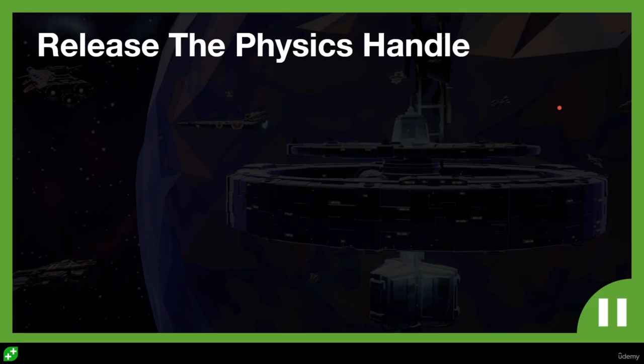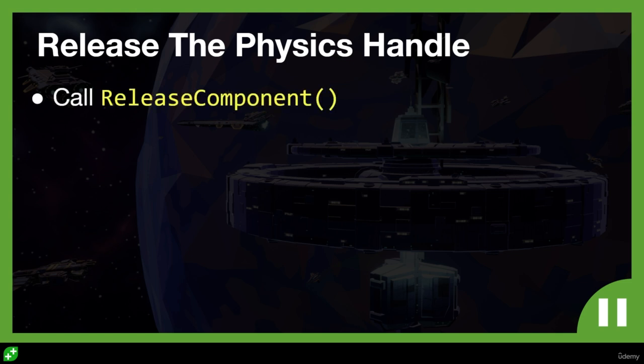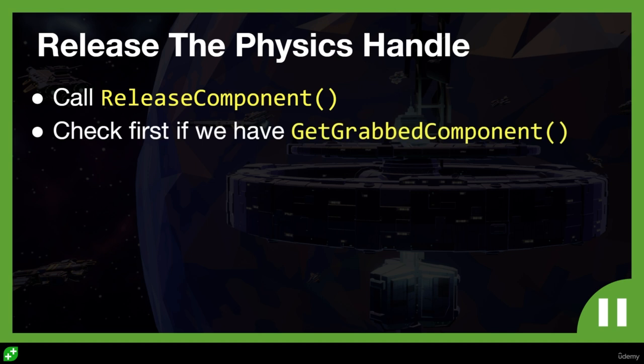Now you may have noticed that we aren't currently able to release the physics handle, so that's going to be your challenge, to do that in the Release function. So you're going to call ReleaseComponent on that physics handle. That is a function that's available on the physics handle pointer. You're going to check first if we have a GetGrabbedComponent. If you call GetGrabbedComponent, it returns a pointer to the grabbed component. That pointer will be null if the physics handle isn't currently grabbing anything. So you can use that to check whether we've got anything and only release if we are currently grabbing something.